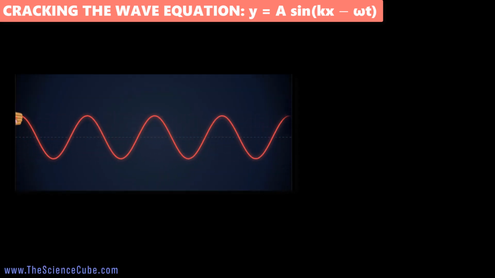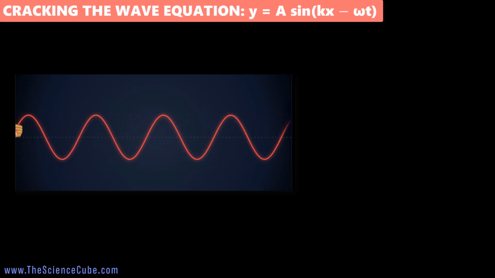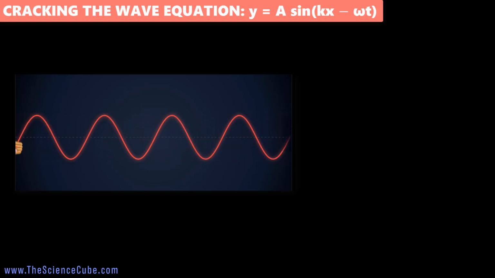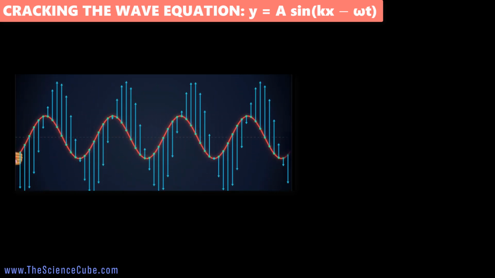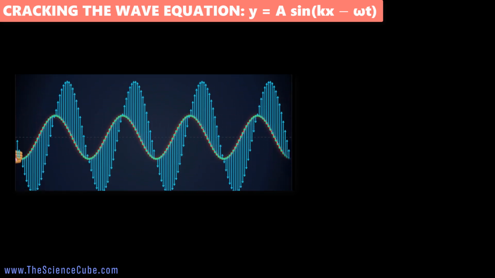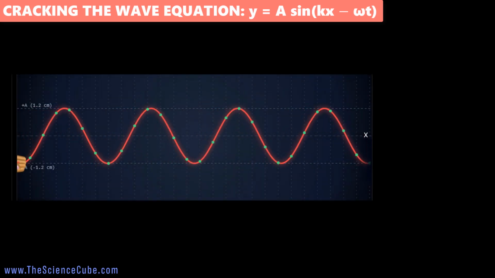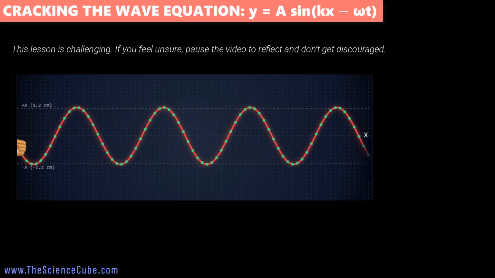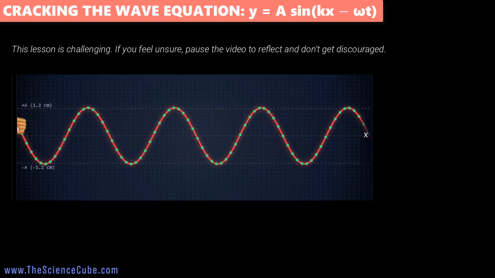Imagine a string in motion. At first glance, it looks like a single, fluid object dancing through space. But look closer. A wave is actually a coordinated effort of thousands of individual particles, each performing its own simple up and down motion. And to understand this motion, we don't need to track every particle one by one. Instead, we use a single elegant equation that can pin down the exact vertical position of any particle at any point on the string at any moment in time.